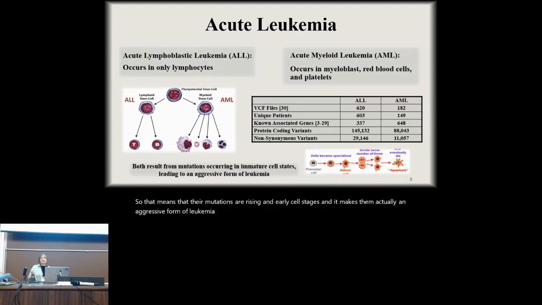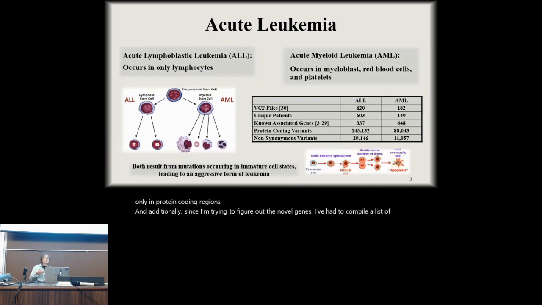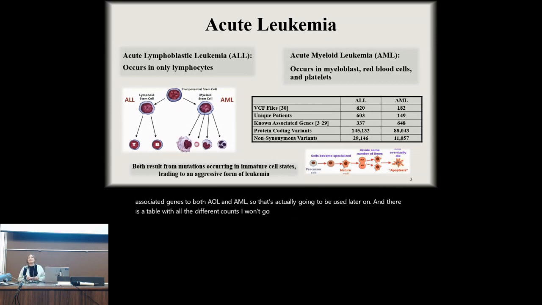Now, in order to conduct this research, I extracted VCF files from the GDC, and from there, I isolated the non-synonymous variants that are occurring only in protein coding regions. Additionally, since I'm trying to figure out the novel genes, I've had to compile a list of associated genes to both ALL and AML. So that's going to be used later on. And there is a table with all the different counts. I won't go through and read the numbers to you because they're big numbers, but just so that they're there.